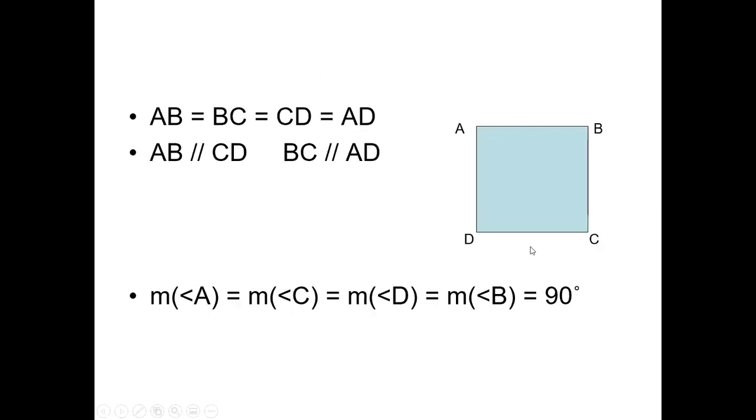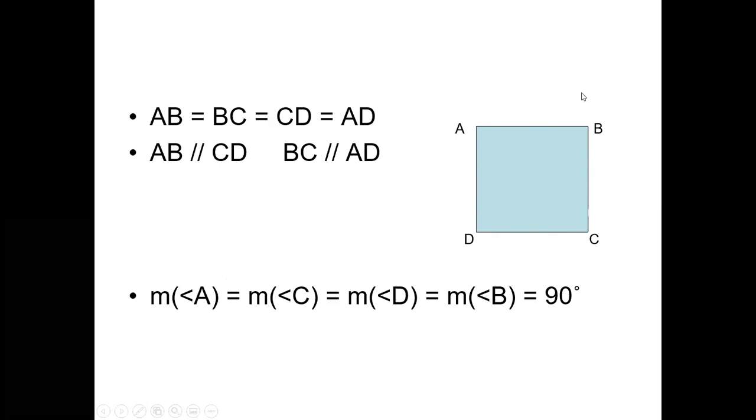This square ABCD. In this square, all its sides are equal. This is the first property. AB equals BC equals CD equals DA. The 4 sides have the same length. And each two opposite sides are parallel. AB parallel to CD and AD parallel to BC. The opposite sides never intersect.